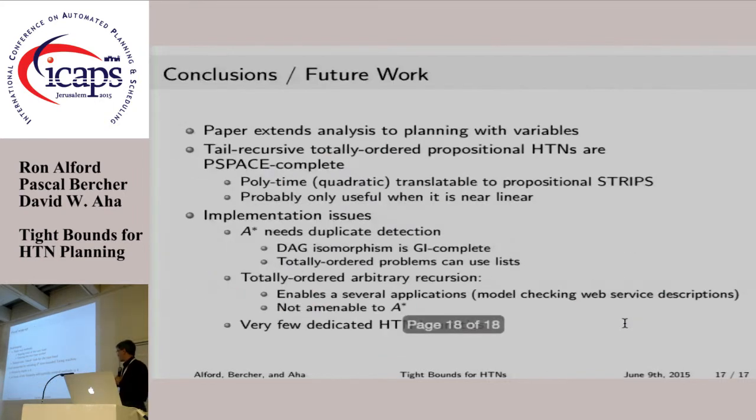So there's a little bit of bookkeeping left. And what I like about this paper is that we've shown that the tail recursive totally ordered propositional HTNs are PSPACE-complete. We have a quadratic translation to STRIPS. There are lots of implementation issues, which I won't get into now because I'm running out of time. But there are lots of opportunities for research here. There are very few dedicated HTN heuristics. We have some algorithmic research to do, and I'm excited about that work and other people doing this too. So thank you.